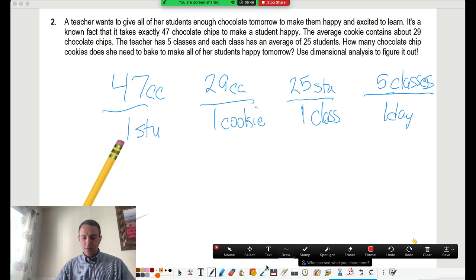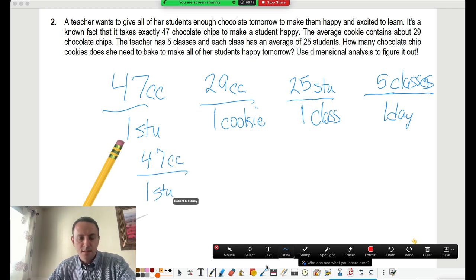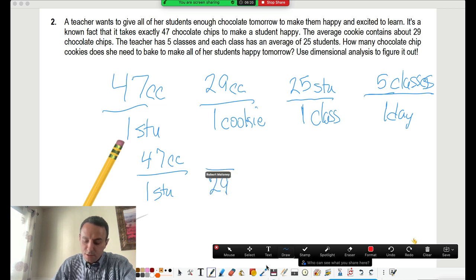All right, so let's take a look at how we'd first set it up. You can start really at multiple sides, but what we need is the final answer to be cookies for the total of day. So we know that it takes 47 chocolate chips over one student per day. So that's the idea we want, okay? So we want to get rid of chocolate chips. To cancel chocolate chips, we're going to have to put the 29 over one cookie here today. Okay, so there goes the chocolate chips.